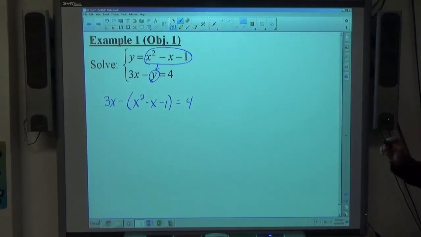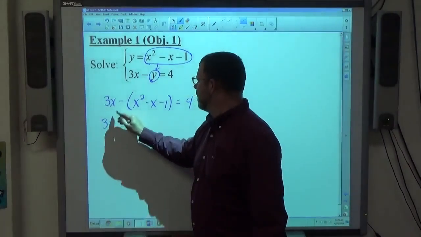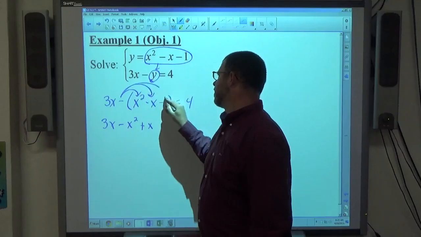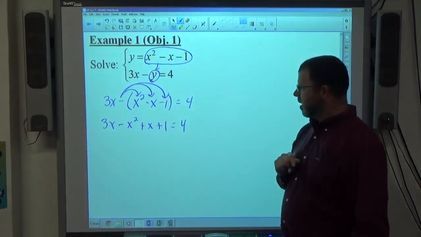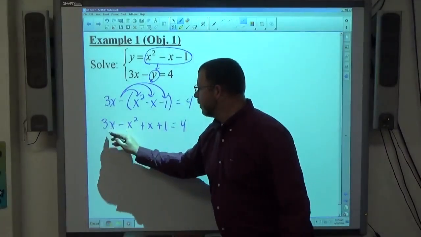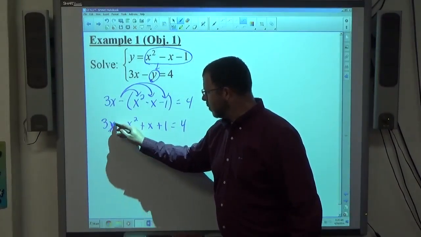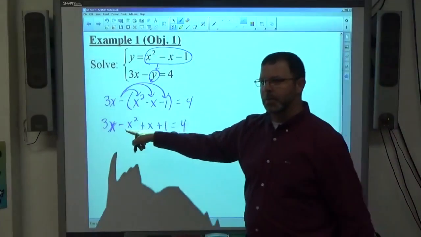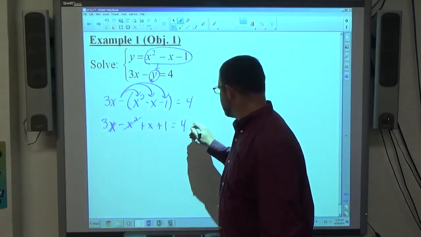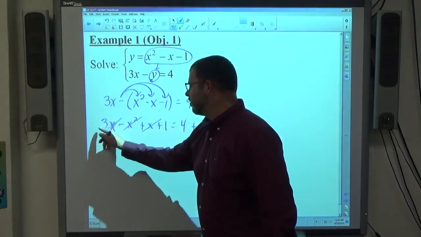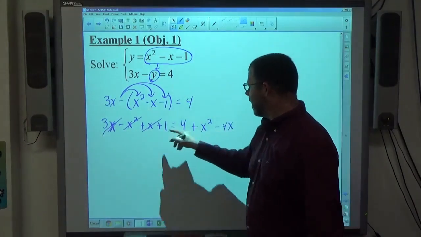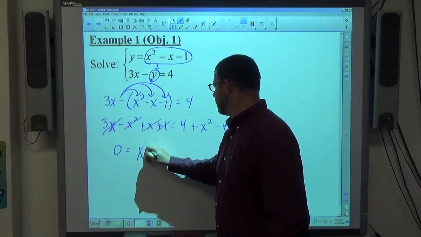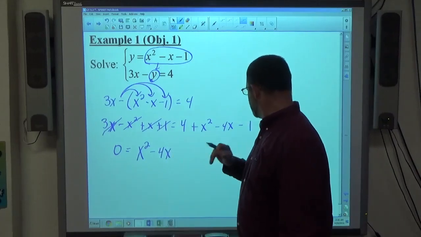Next thing I want to do is distribute that minus sign through the parentheses, so I'm going to get 3x minus x squared, minus minus x is plus x, and minus minus 1 is plus 1. And now, since it's a quadratic equation, I want to get everything equal to 0. I'm going to move everything to the right because I like x squared to be positive. So x squared moves over, becomes plus x squared. x plus 3x is a total of 4x, so minus 4x and minus 1. Altogether I get 0 equals x squared minus 4x plus 3.